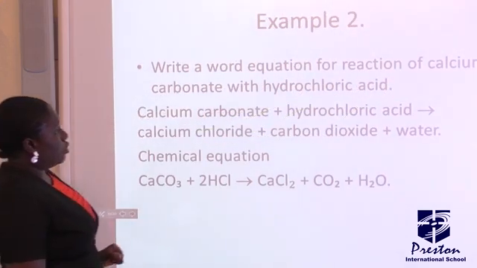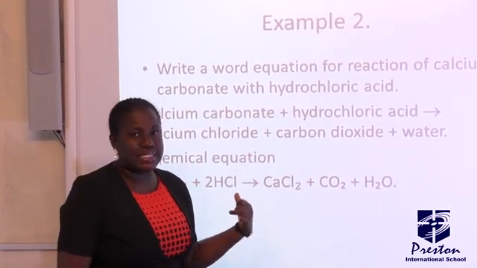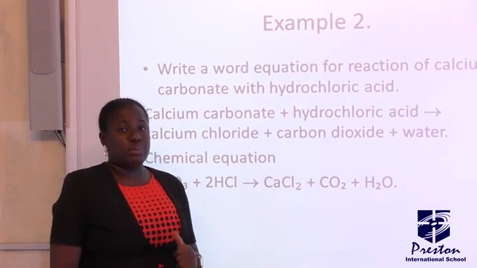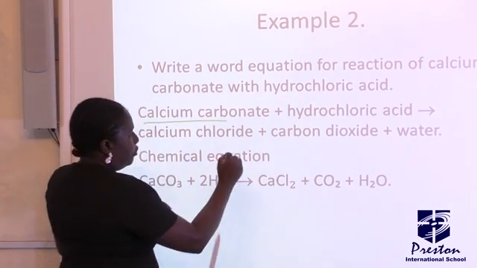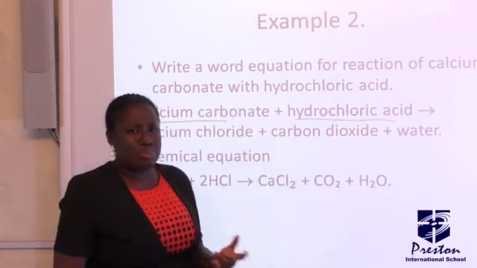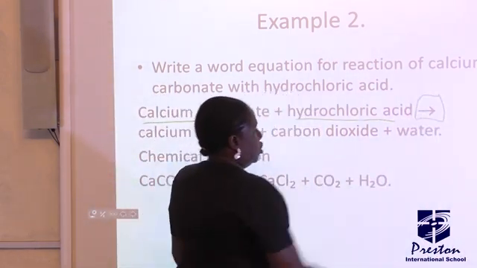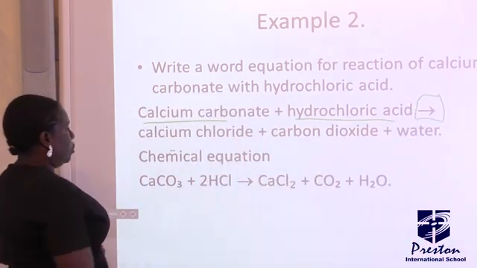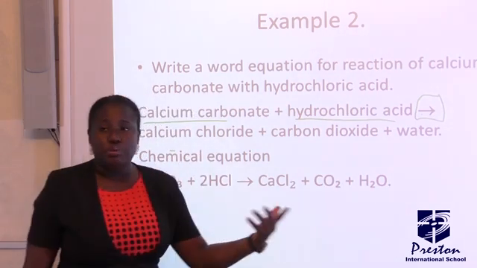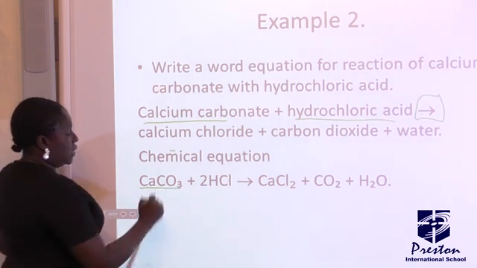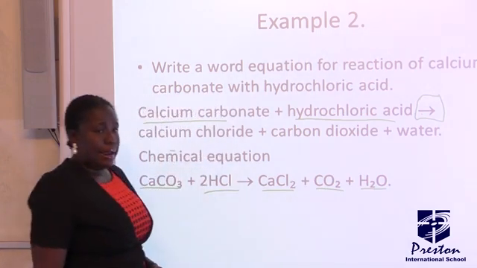Let's look at another example. If you have to write a word equation for the reaction of calcium carbonate with hydrochloric acid, I gave this as a task. I'm not too impressed with the responses I got. That's why I'm going back to this. So now, your calcium carbonate is reacting with hydrochloric acid. Because you've been told to write a word equation, this arrow is very, very important. Then you list your products: calcium chloride, carbon dioxide, and water. Now, if you're required to write the chemical equation, this is calcium carbonate, this is HCl, calcium chloride, CO2, and water.